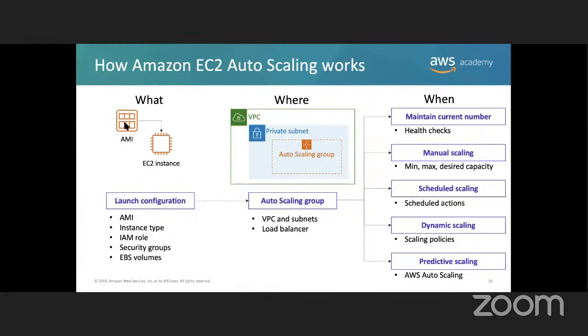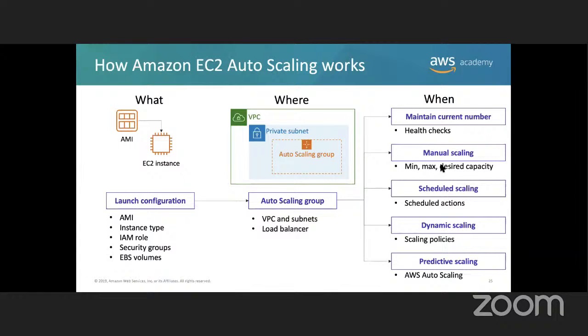So we have an AMI, EC2 instance, launch configuration. That's what I did. AMI, instance type, role, if I need a role, security groups, EBS volumes, right? Auto scaling group, that's the first step, launch configuration. Auto scaling group, you can create a VPC, subnets, you can create a load balancer, and then maintaining the current number, health checks, right? This is where it happens.